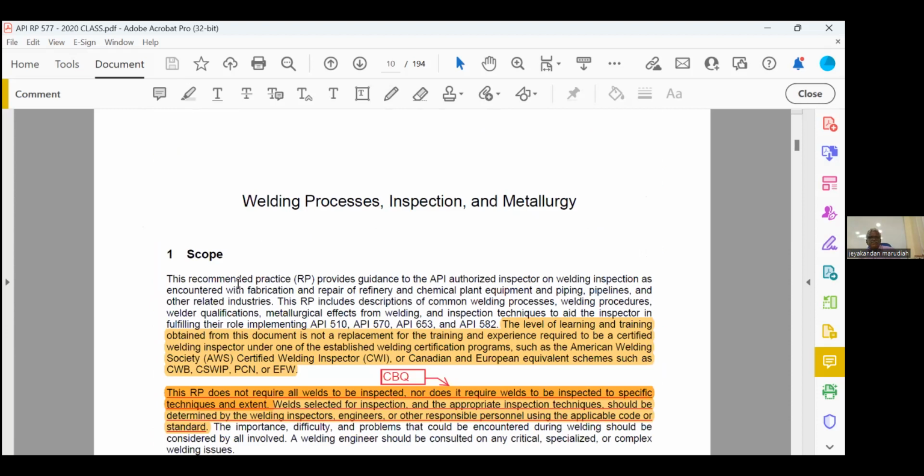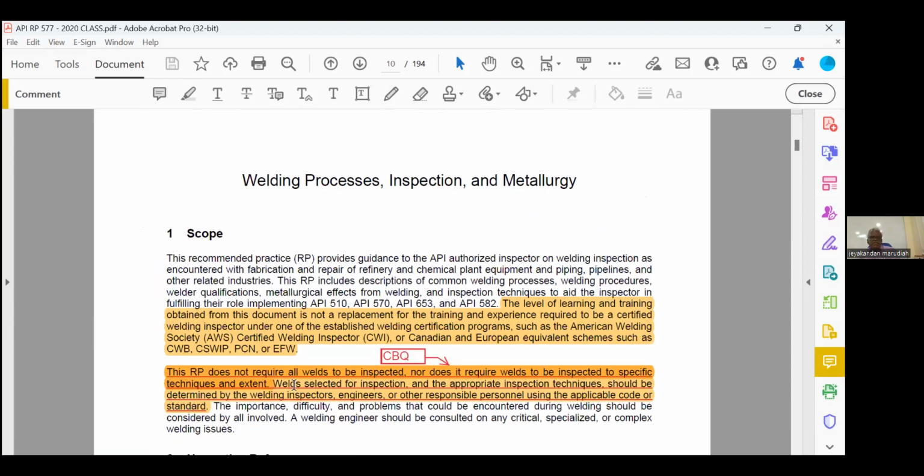On the first page, highlight these 2 lines. The RP does not require all welds to be inspected, nor does it require welds to be inspected to specific technique and extent. Mark it as a closed book question. So as per 577, it is not mandatory to inspect all welds. Only a representative number you have to inspect. Mark it as closed book.